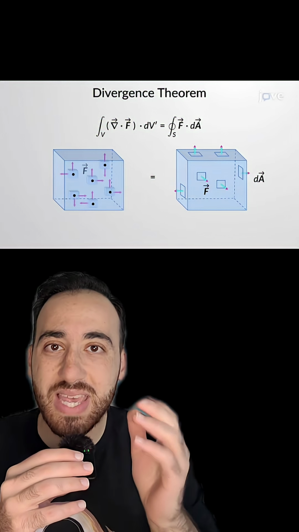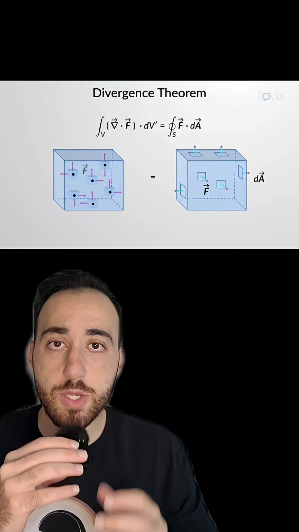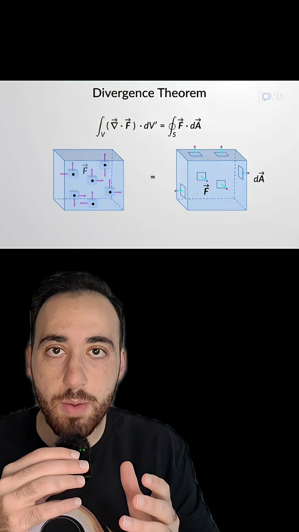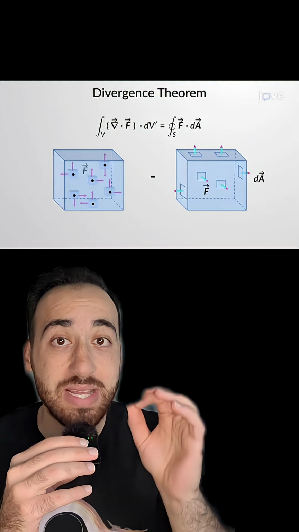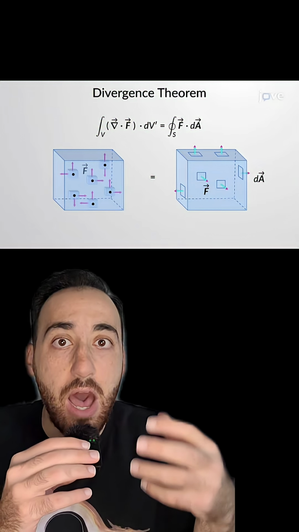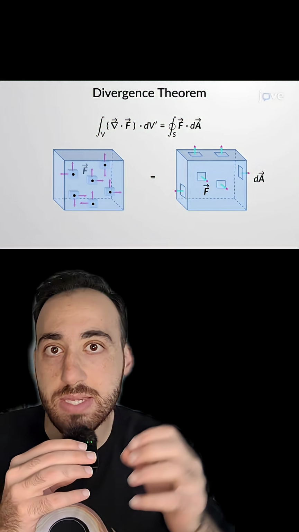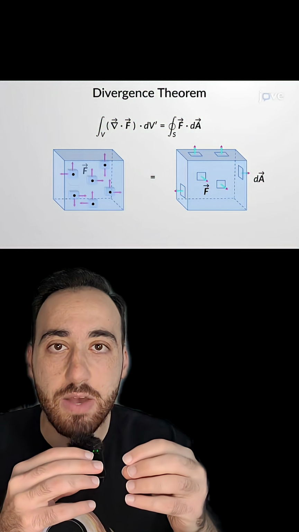are going to use a key result in vector calculus. This result is known as the divergence theorem. This theorem basically says that if I have a box and I take every individual point inside of the box and I think about how much electric field it is emanating, is it a source of electric field or is it a sink of electric field?